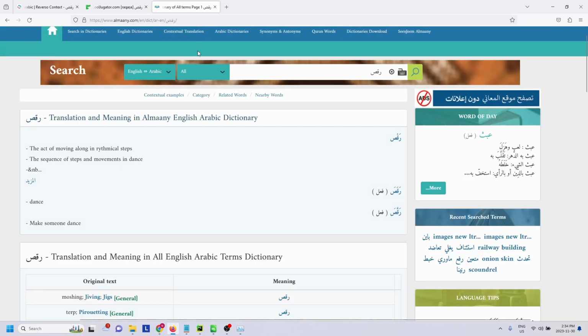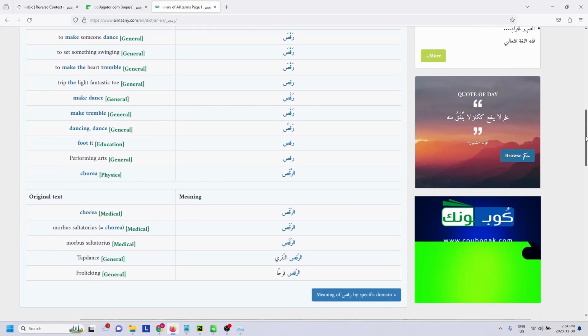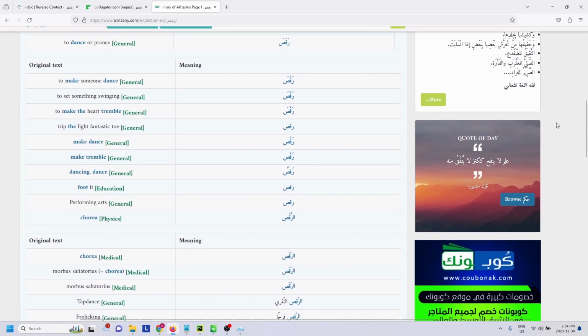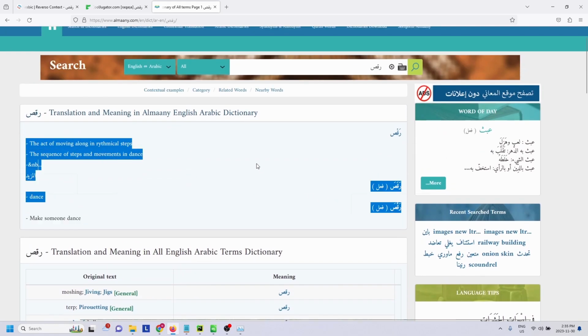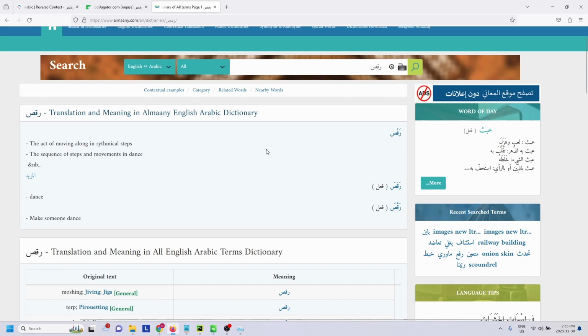The third website is called Almaany, and it exists as both an Arabic to Arabic dictionary, but also an English to Arabic dictionary. You see here I've searched that same word before, and it will provide a lot of different meanings. It can actually be kind of overwhelming. Like if you scroll down, you'll see a lot of make tremble, trip the light fantastic, tummy, whatever this is supposed to be. But really you can focus on this top section right here to get yet again confirmation of what you're looking up.